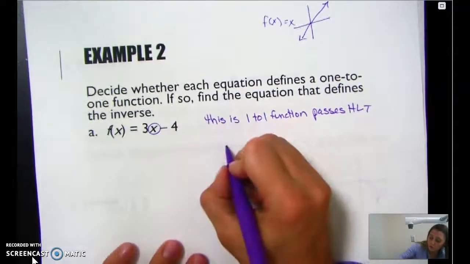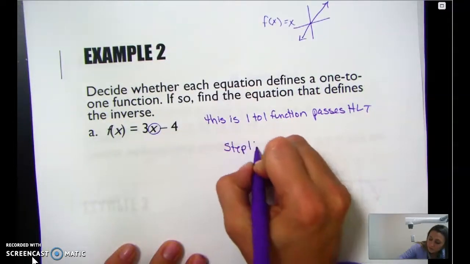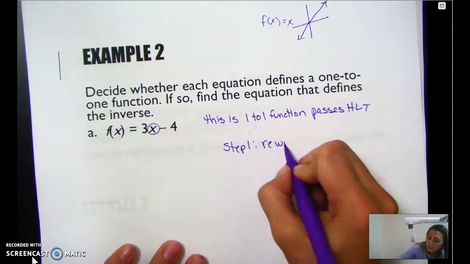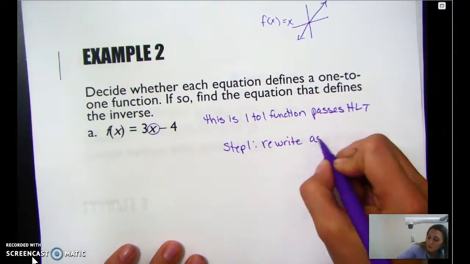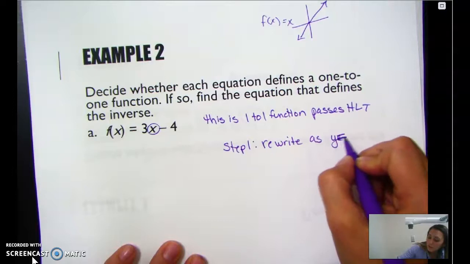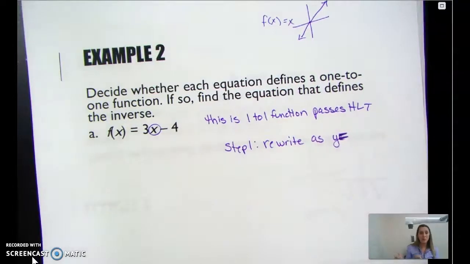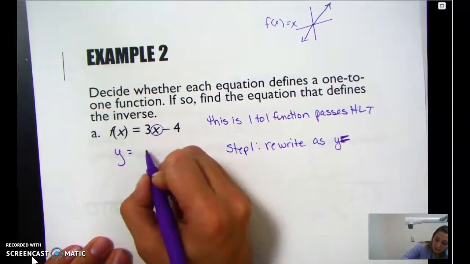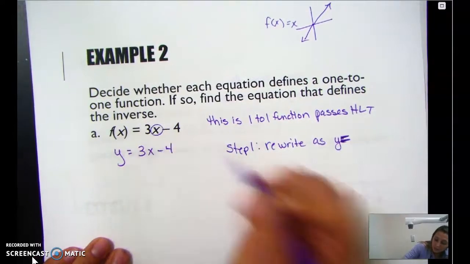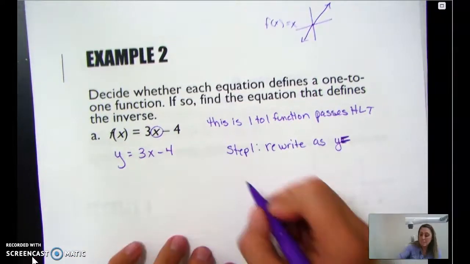All right, so now we're going to solve it. So step 1 is rewrite as y equals. So we're going to write y equals 3x minus 4. Okay, I've rewritten it.